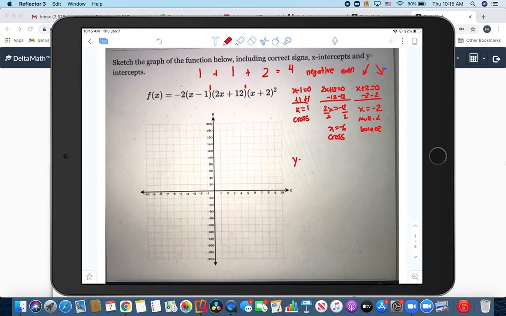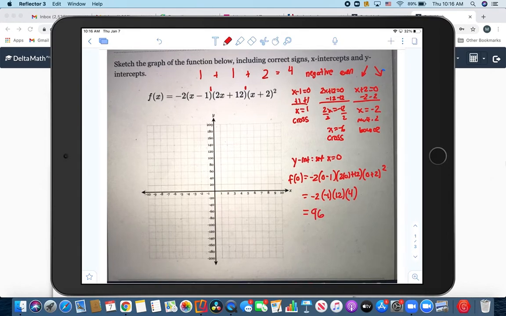And lastly, for your y-intercept, set x equal to 0 and we solve. So f of 0 equals -2 times (0 minus 1), times (2 times 0 plus 12), times (0 plus 2) to the second. So we're going to get -2 times -1 times 12 times 2 to the second, you guys, is 4. -2 times -1 times 12 times 4, that is 96. So our y-intercept is (0, 96).